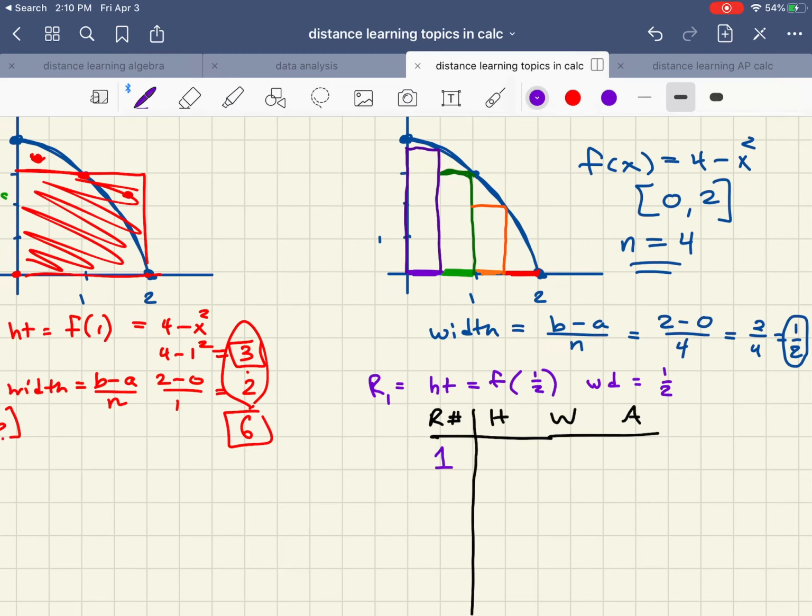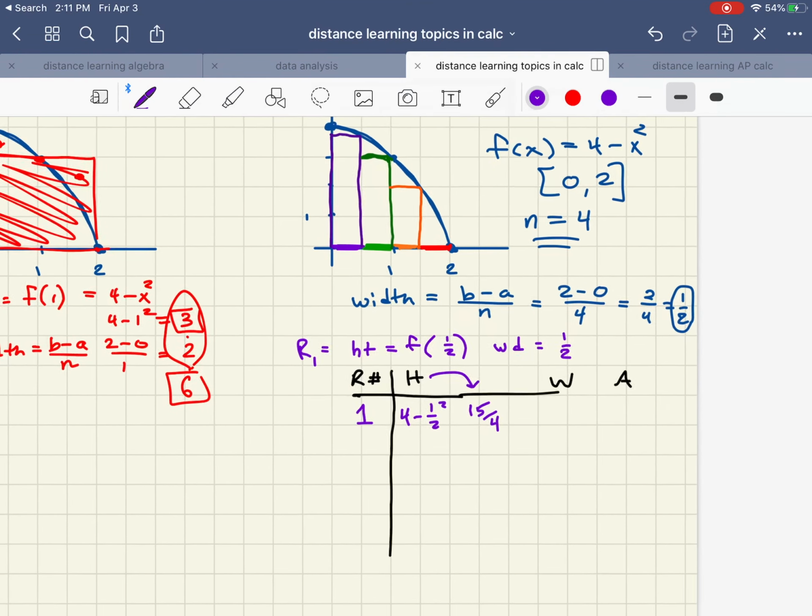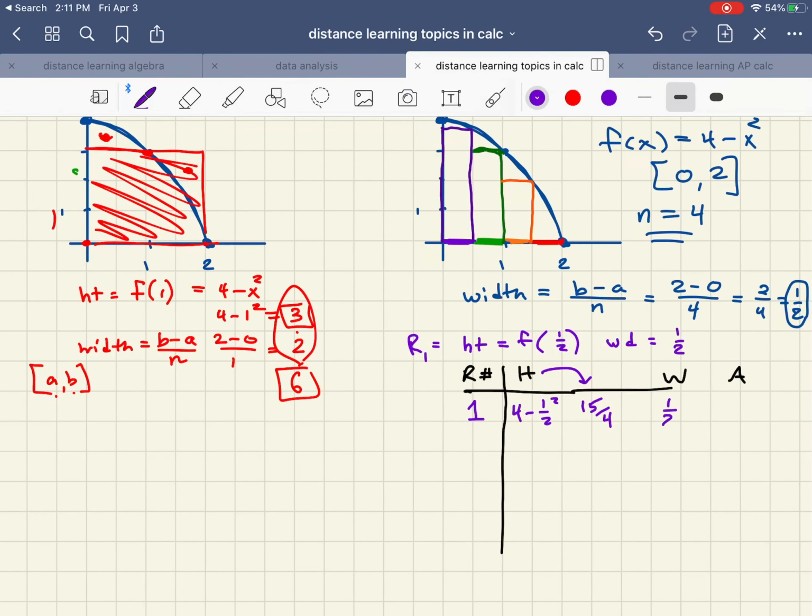So rectangle 1, the height is f of 1/2, so it's 4 minus 1/2 squared. Okay, moving things over because I'm not going to have enough room to do that. 4 minus 1/4 is 15/4. And the width is 1/2. So the area, multiplying those together, would give me 15/8. So this rectangle right here is 15/8.